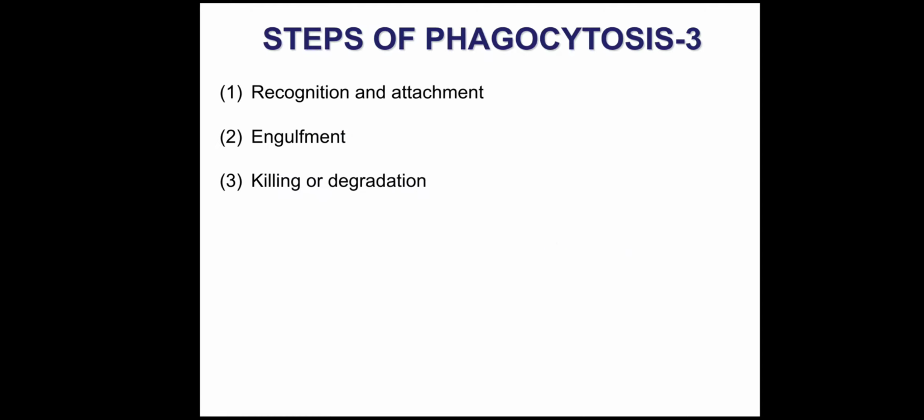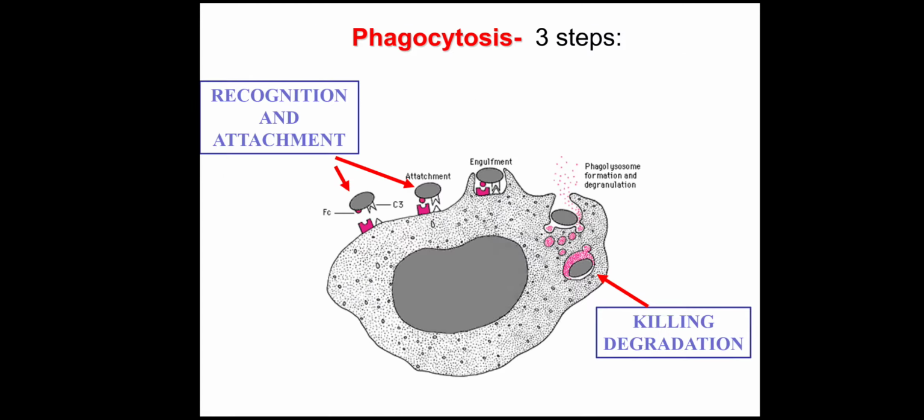So what are the steps? There are 3 steps. First is recognition and attachment. So the WBC will recognize the microbe and then it will get attached to it. Secondly, there will be engulfment of the microbe by the WBC, and thirdly the WBC will kill or degrade that microbe. So these are the three steps. Let's see these steps one by one.